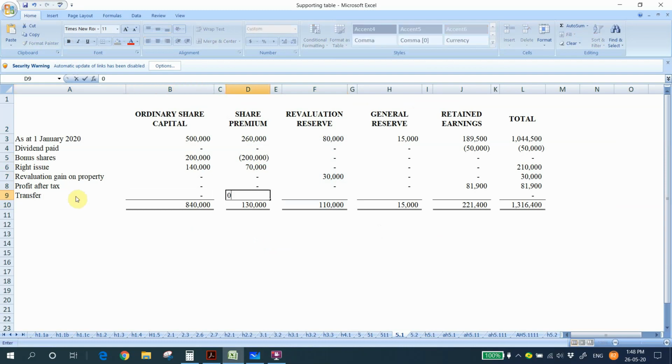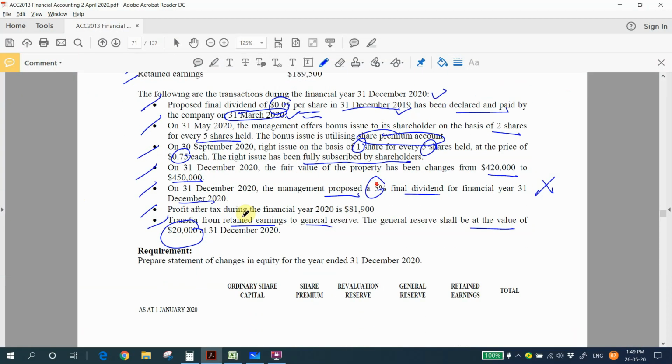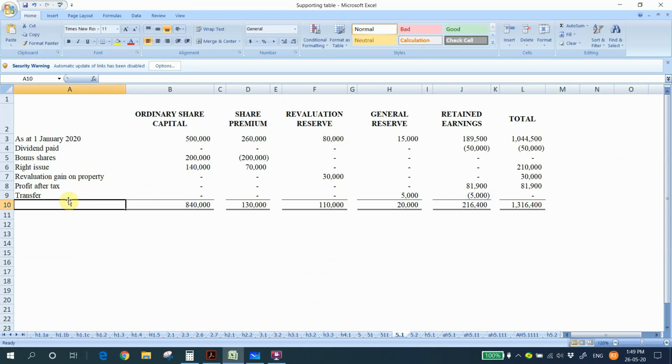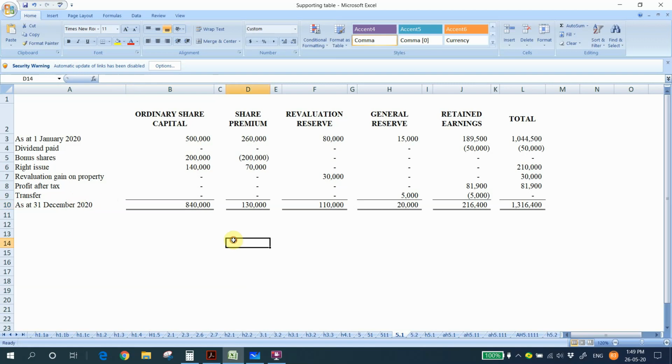So the transfer is from retained earnings to your general reserve. It means that there will not be any impact on your total equity. So that's all. And this is your total equity at the end of the year. So we indicate as at 31st December 2020. So basically we have completed our statement of changes in equity.